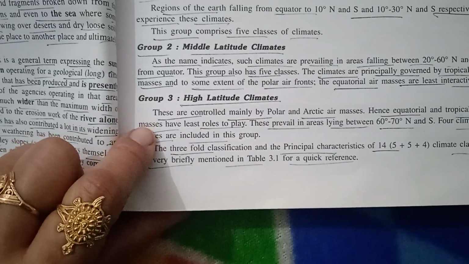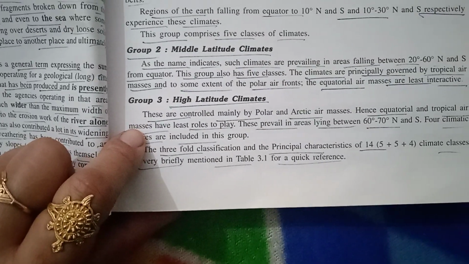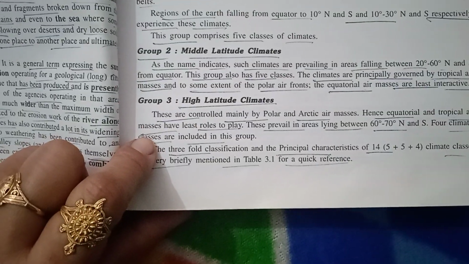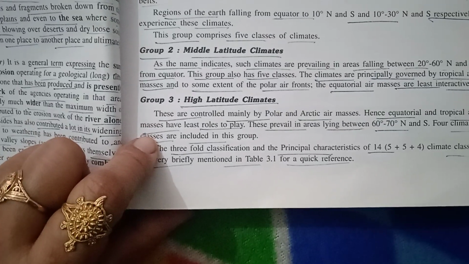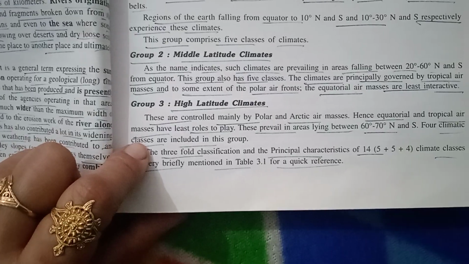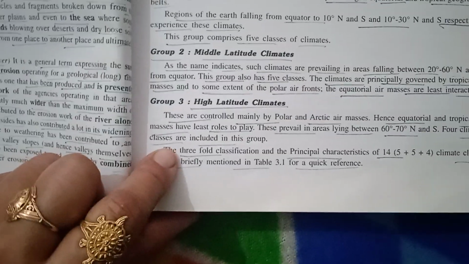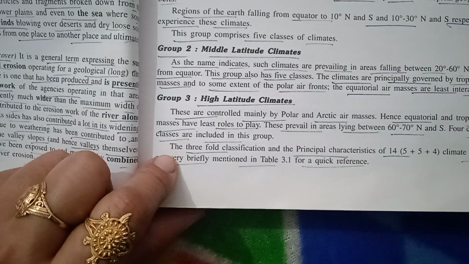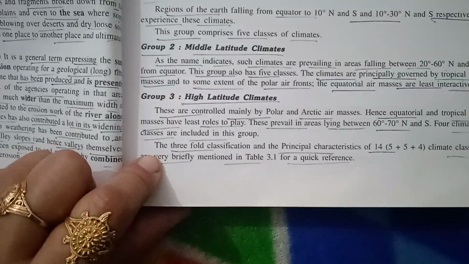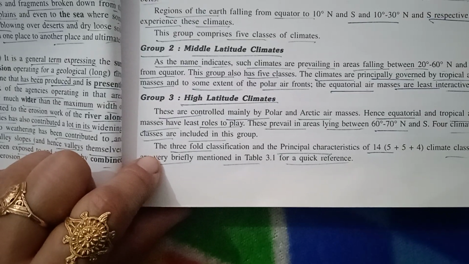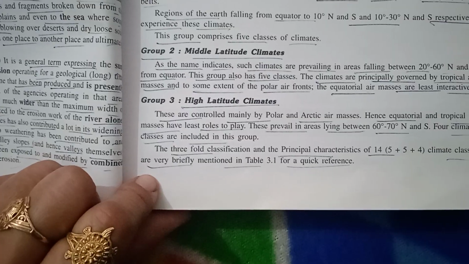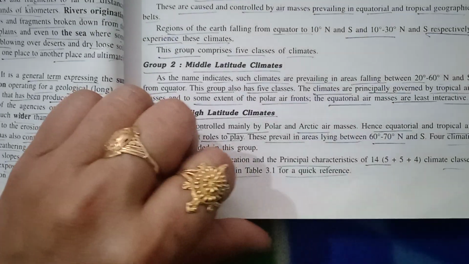Group 3, high latitude climates. These are controlled mainly by polar and arctic air masses. Hence, equatorial and tropical air masses have the least role to play. These prevail in the areas lying between 60 degrees to 70 degrees north and south. Four climate classes are included in this group. The threefold classification and the principal classification of 14 climate classes, that is 5 plus 5 plus 4, are very briefly mentioned in Table 3.4 for quick reference.